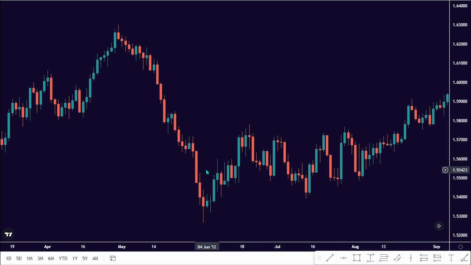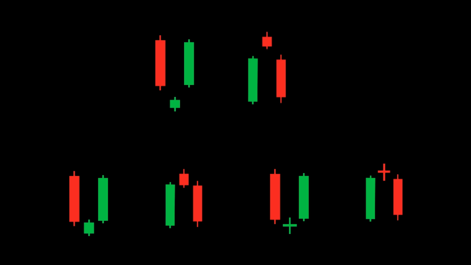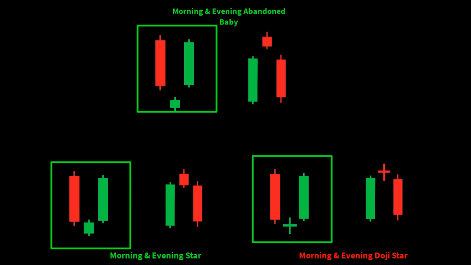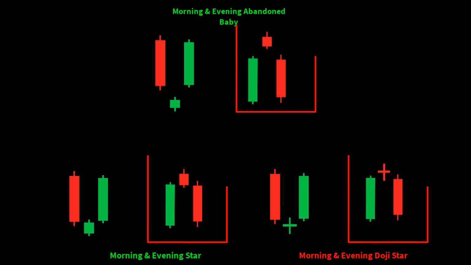One of the triple candlestick patterns on our list is the morning and evening candlestick patterns. This candlestick can occur in 3 variations. Number 1, the morning and evening star. Number 2, the morning and evening doji star. Number 3, the morning and evening abandoned baby. This pattern consists of 3 candlesticks. The bullish candlestick patterns are tagged as the morning variations, while the bearish candlestick patterns are tagged as the evening variations.